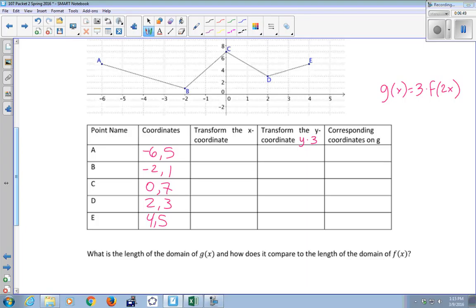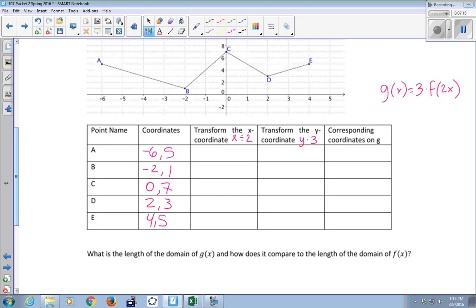Now, the 2 that's inside with the x, that's going to be a horizontal change, which means I'm changing the x coordinate. But how am I going to change the x coordinate? Divide by 2. So I have to take the x coordinate and divide it by 2. It's like the opposite of what you think, right? That way my x coordinates will shrink.